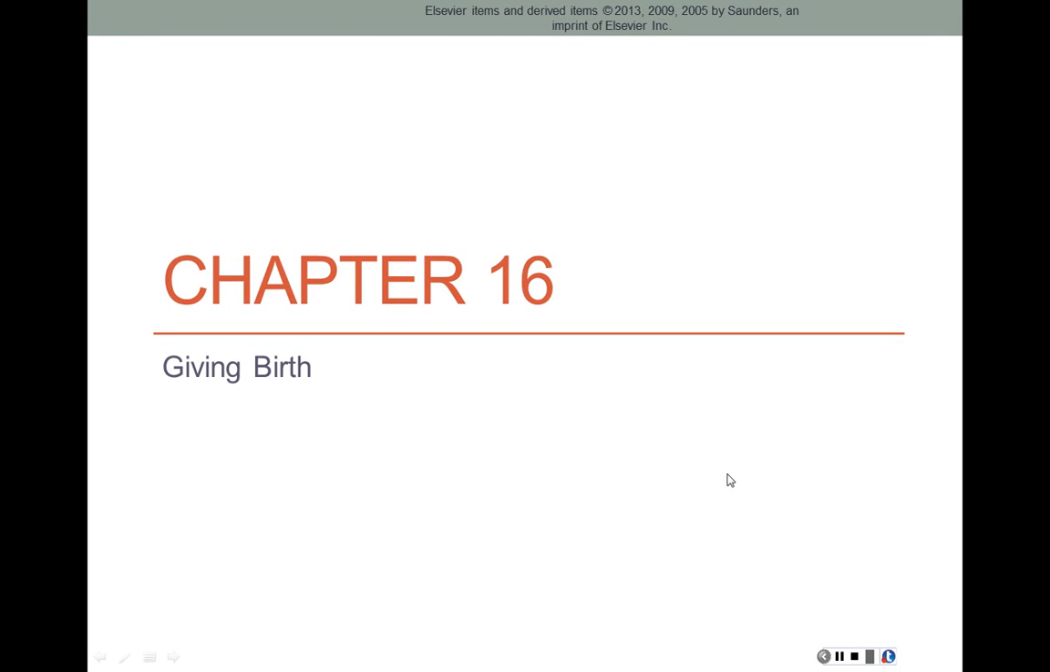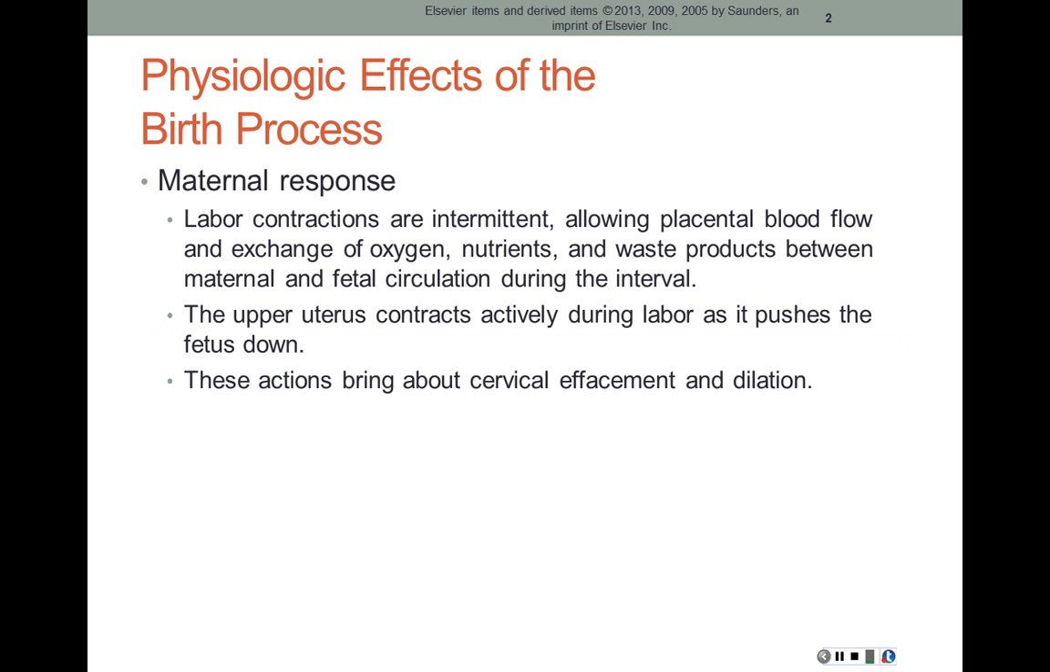Okay guys, now we're going to move on to chapter 16, which is the chapter on actually giving birth. So, what happens during the birth process and what are the physiologic effects of birth?